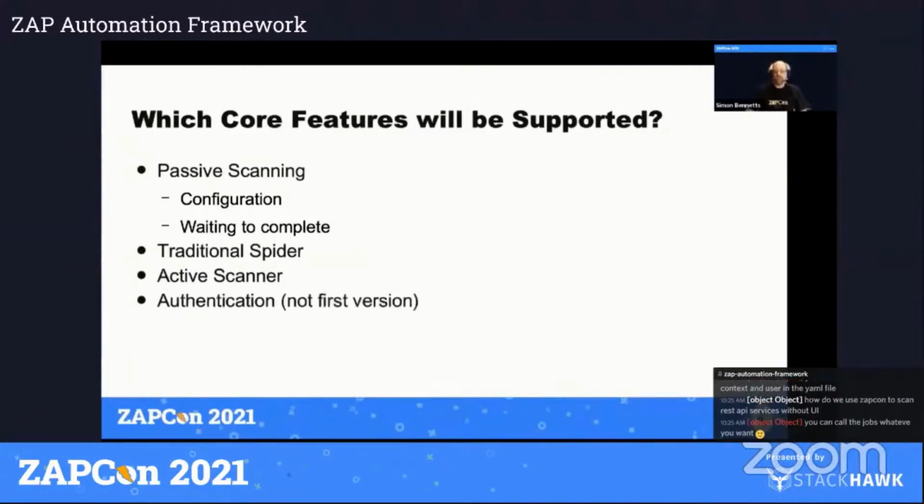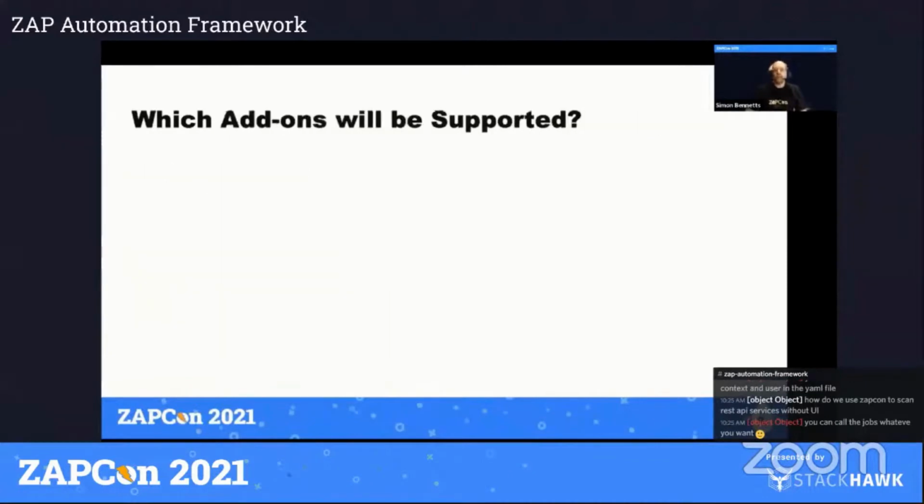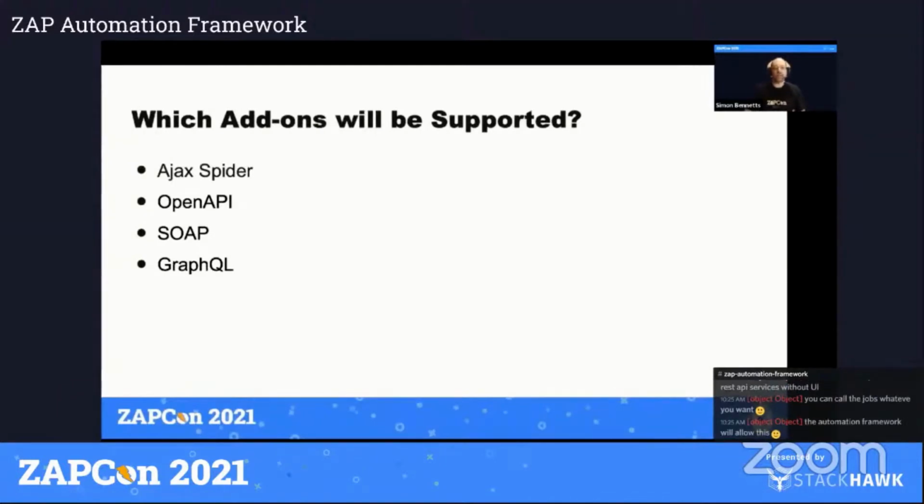We will have support for authentication, not in the first version, but that's clearly something a lot of people want. So that's going to be coming very soon. But then add-ons will be supported as well, and any add-on can support the automation framework. But we will be targeting the Ajax Spider and then the API-based add-ons, so OpenAPI, SOAP, and GraphQL. So all of these will be supported very soon. I can't tell you exactly when they'll be supported. As you might have noticed, we're recording this before the conference, so not sure exactly what's going to be in by the time we release it, but hopefully most of these will be there.